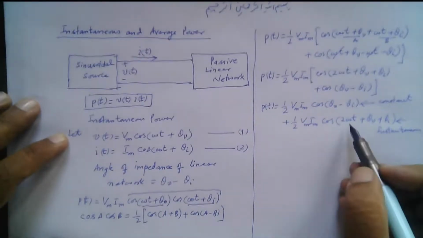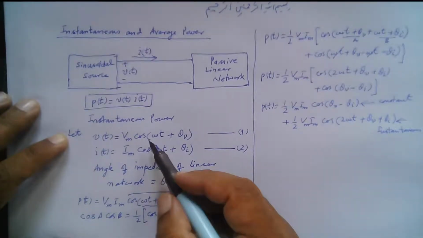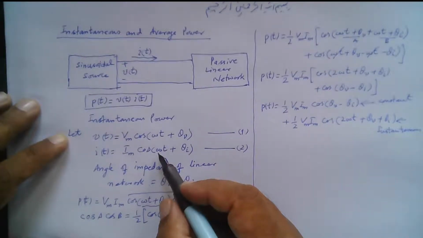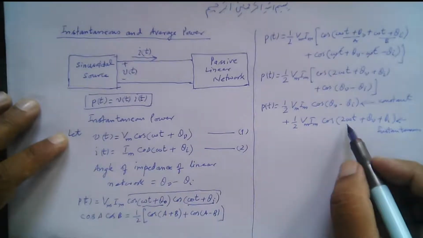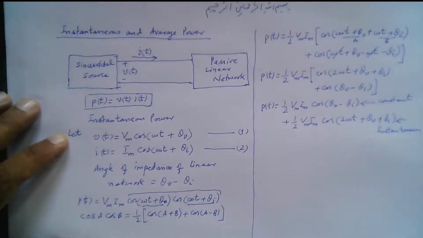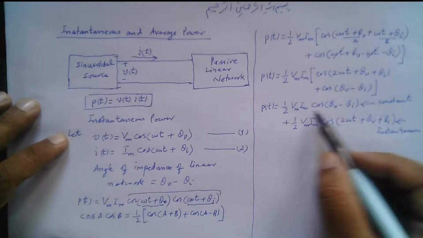And the frequency of the instantaneous power is twice the frequency of the voltage and the current. The angular frequency of the voltage is omega, and the angular frequency of the current is omega, and the frequency of this instantaneous power is twice omega, 2 omega, right? And this term here is constant, right?